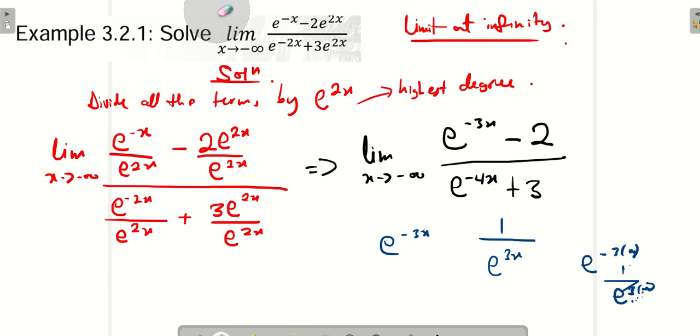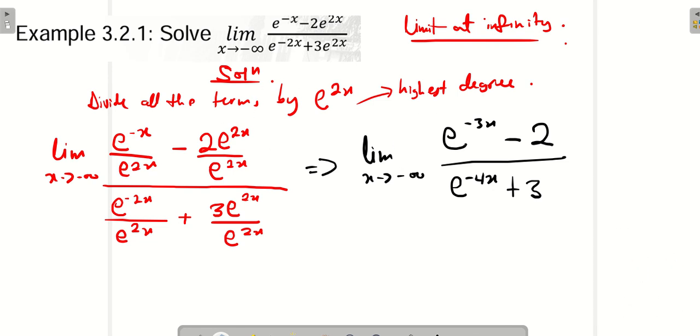Now let's try and correct it. When we get to this point, let's rather solve it this way. What we will need to do is again divide through by e to the power negative 3x. So I'm going to have the limit as x is approaching negative infinity of, I'm dividing through by e to the power negative 3x, so it will cancel this, so I'll get 1.